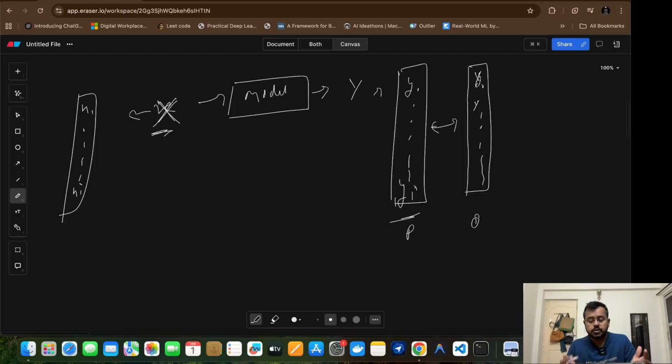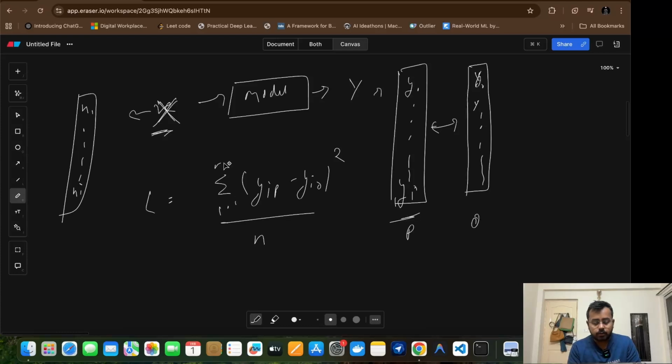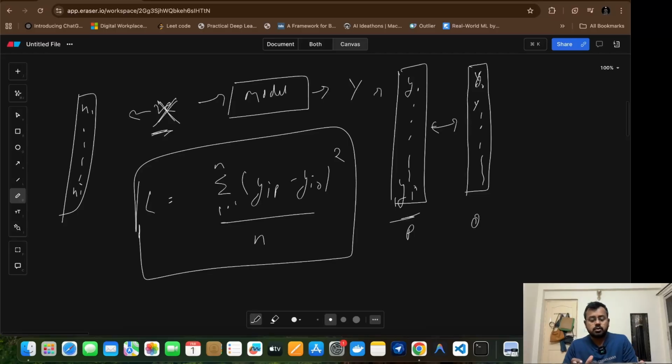And what is the loss? In the case of regression, it is the mean square error, which is the summation of yi predicted minus yi original, squared, divided by n, where i goes from 1 to n. So this is the loss function of the model.